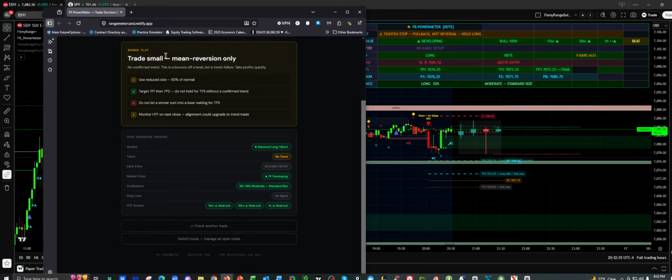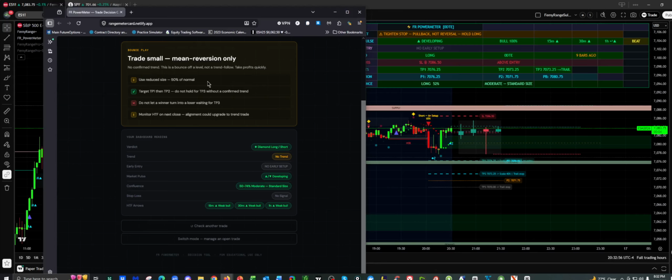It says trade small, mean reversion only, no confirmed trend. This is a bounce off a level, not a trend follow. Take profit quickly. So it's telling you if you're in the trade, you need to take profit quickly and trade small. It's just a bounce play. It's not something you really want to get too excited about.